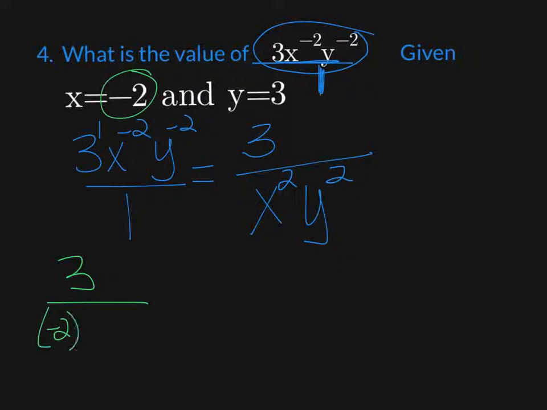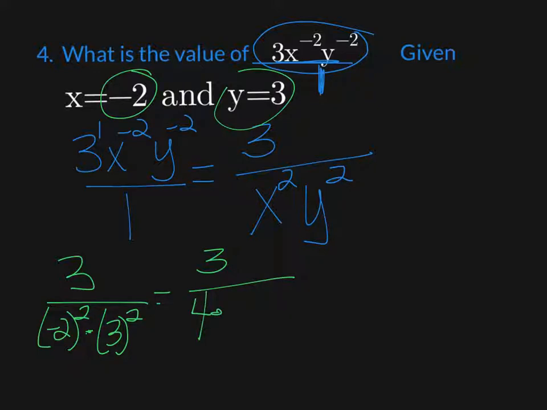Make sure when you do your substitution, okay, that you put it in parentheses. Now instead of y, I have 3. Okay, that's multiplication. All right, and we follow order of operations. We're going to do exponents first. So negative 2 squared is 4, and 3 squared is 9.